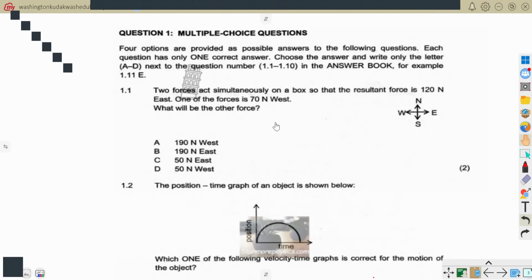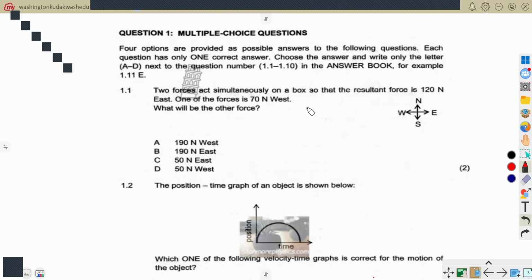Let's hear what question number 1.1 is saying. Two forces act simultaneously on a box so that the resultant force is 120 newtons east. One of the forces is 70 newtons west. What will be the other force? That's the question. So we can see that we have got two forces that are acting on a box, and then there is a resultant force that is 120 newtons.